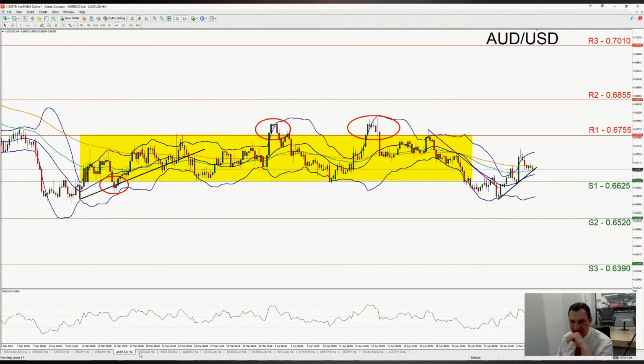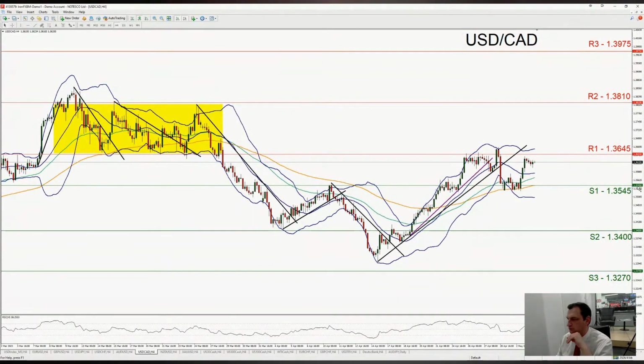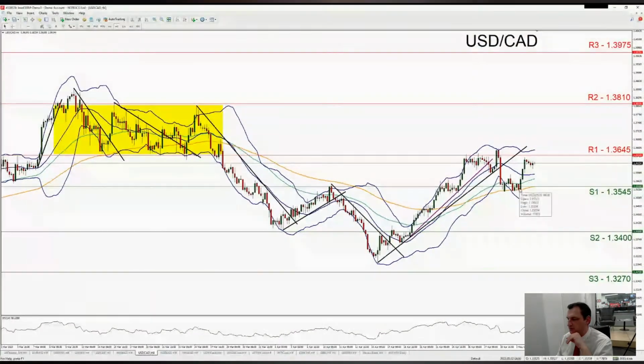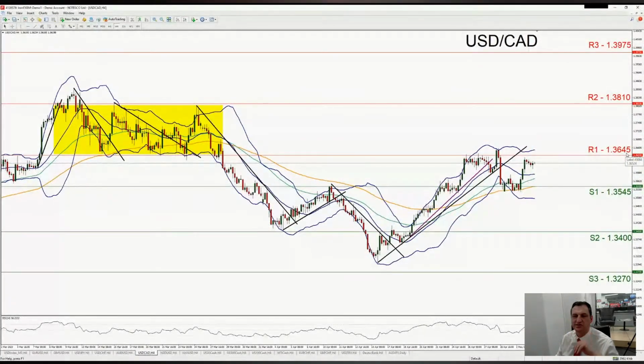Let's move to USD CAD. USD CAD, which was on the rise, and that was practically yesterday. But since the late American session has started to consolidate a little bit here, and it's consolidating just below the 1.3645 resistance line. So for the time being, we tend to maintain a bias for the sideways motion to continue of the price action of the US dollar against the Canadian dollar.